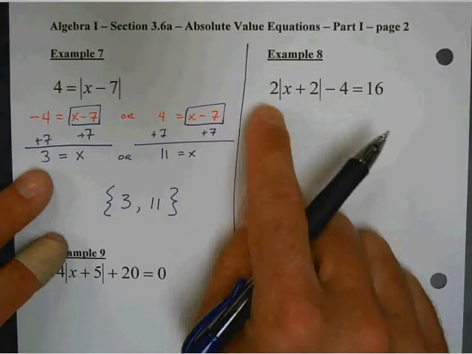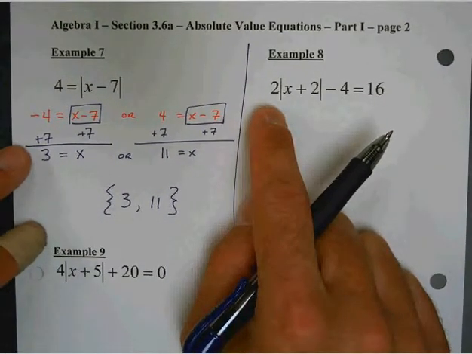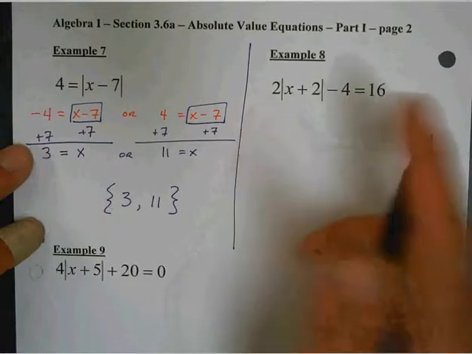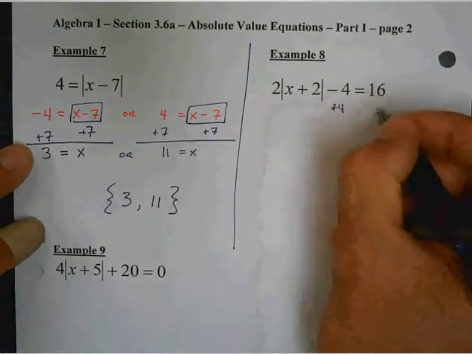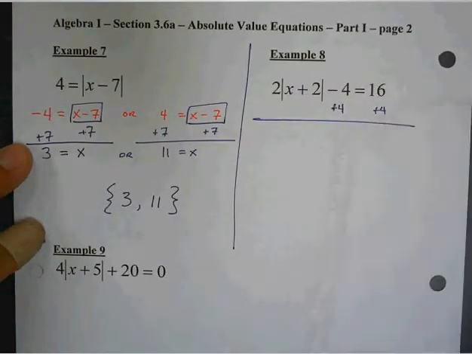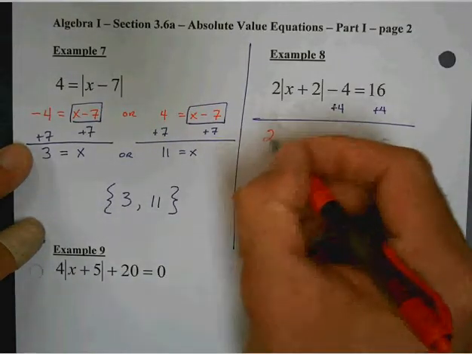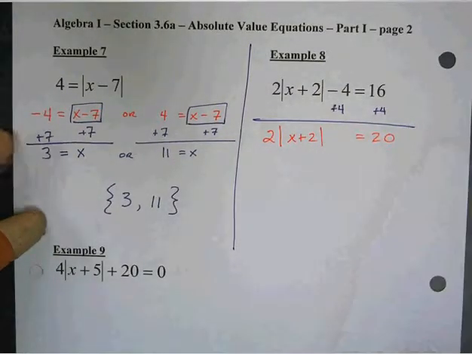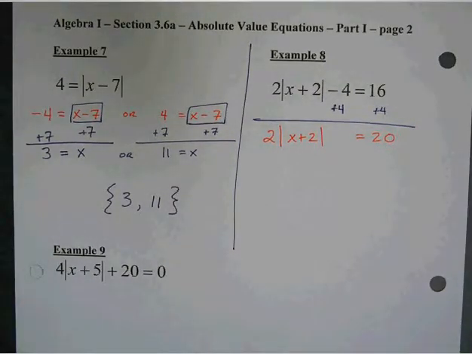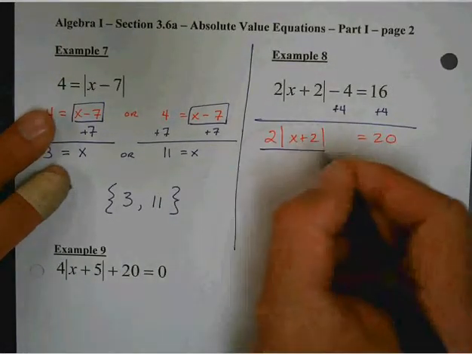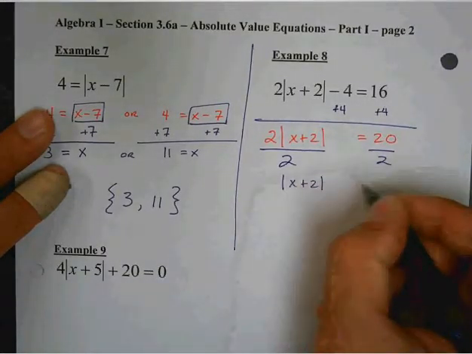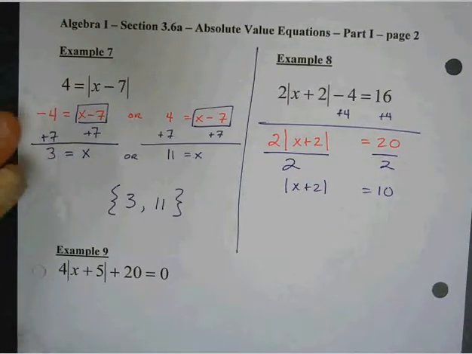Give me some thoughts. Someone besides Jonathan, Anthony, Luke, and Nate. Katie. You add 4. All right, I like that, add 4. Everyone do a plus 4. So I get 2 absolute value x plus 2 equals 20. Good start, Katie. Next step. John. Excellent. Divide both sides by 2. Absolute value x plus 2 equals 10. Look at the problem now.